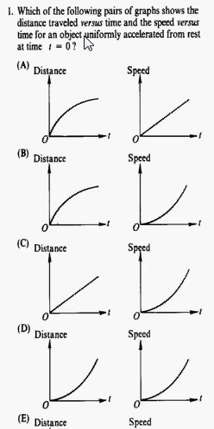However, when we look at the graph of distance versus time, the slope of the graph is the speed. So because the speed is increasing, the slope of the graph must be increasing. In graph A, the slope of the graph is decreasing, so we can eliminate choice A.